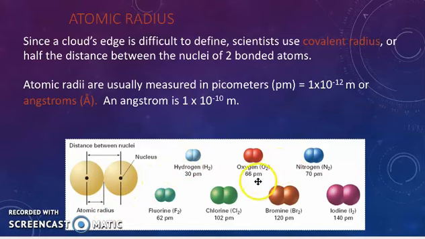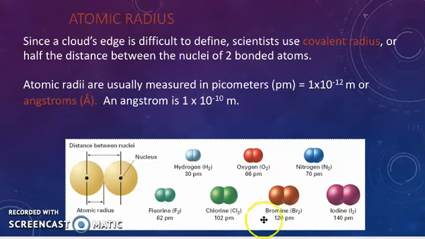So the same thing you can see here, they're in picometers. That's what they're usually measured in, which is 1 times 10 to the negative 12 meters. So remember, move the decimal place 12 places to the left. Or angstroms, which is that A with the little circle on top. An angstrom is 1 times 10 to the negative 10 meters, so just a little bit bigger of a measurement.